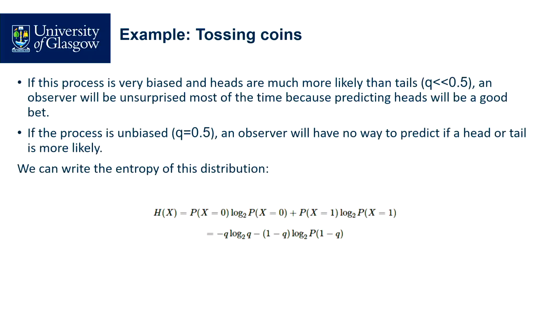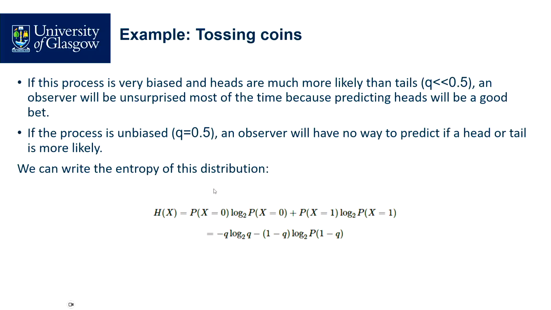Now, what can we say? If this process is very biased, and heads, for example, are much more likely than tails, then q is going to be much smaller than 0.5. And the observer will be unsurprised most of the time, because he knows that this coin is tricky and always gives heads. If he has to bet, he will always bet on heads, because he knows it's more likely. Now, if the process on the other hand is unbiased, q would be equal to 0.5, both are equally likely, and the observer will have no way to predict whether head or tail is more likely.